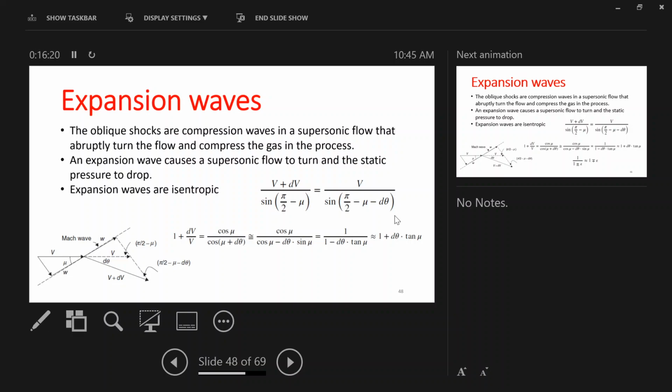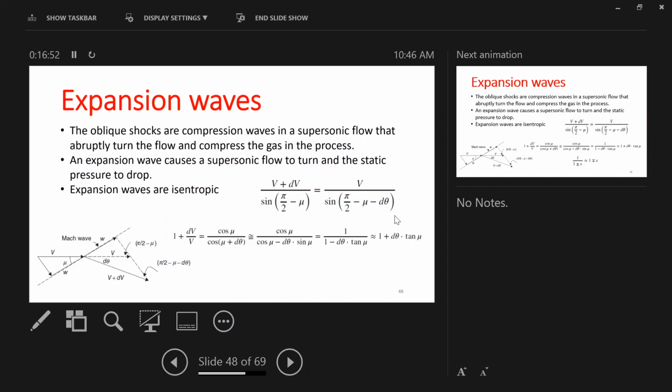So we are dealing with very small angles here. We can simplify that further. We can simplify cosine of mu further. We can get 1 over 1 minus d theta times... We can actually move the cosine of mu to the other side, or divide this whole thing by cosine of mu. We are going to get 1 over 1 minus d theta tangent of mu, right?